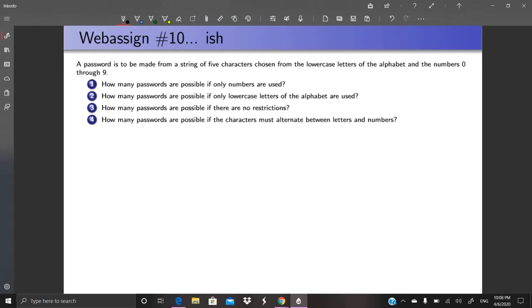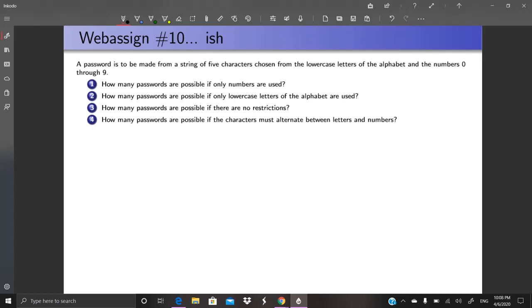So let's get started. In this question, we're trying to figure out how many passwords are possible. These passwords have 5 characters, and we're told that we can choose from lowercase letters of the alphabet and the numbers 0, 1, 2, 3, 4, 5, 6, 7, 8, 9.